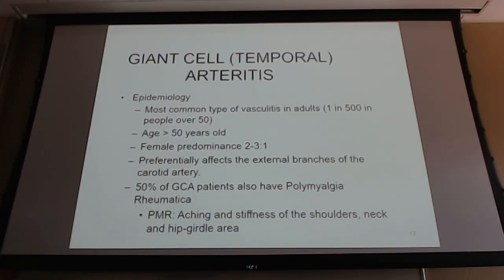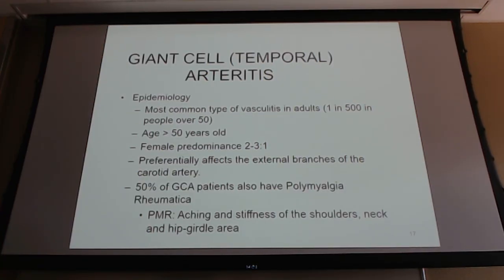So epidemiology, most common type of vasculitis in adults. Most common, 1 in 500 in people over age 50. Again, age greater than 50. Female predominance, 2 to 3 to 1. Preferentially affects the external branches of the carotid artery.